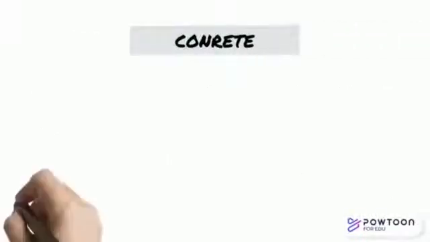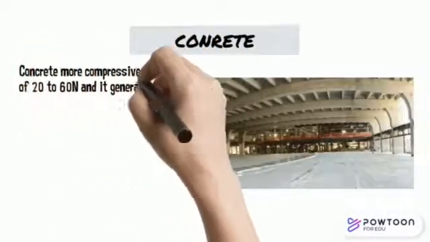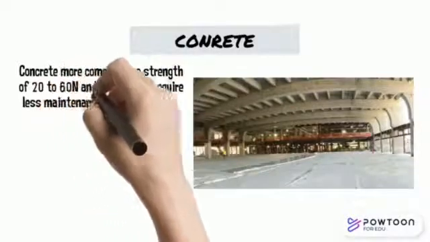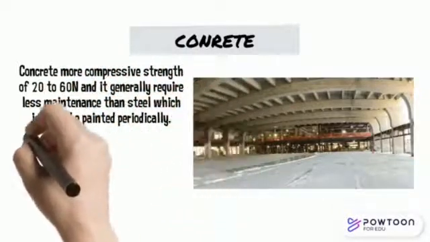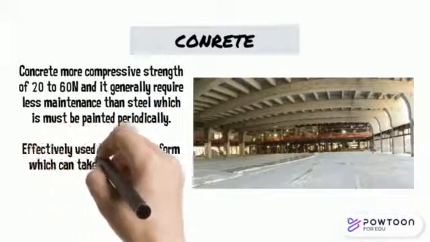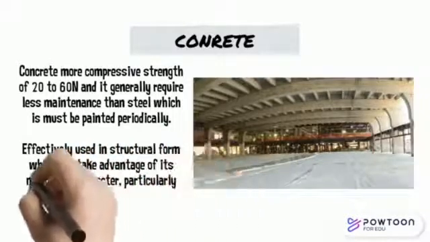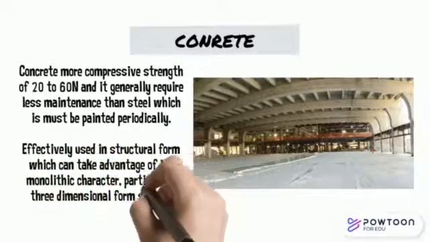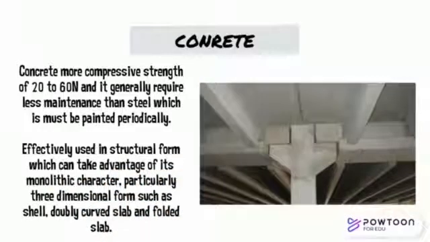Next is concrete. It has a compressive strength of 20 to 60 Newton, and it generally requires less maintenance than steel, which must be painted periodically. It is effectively used in structural forms which can take advantage of its monolithic character, particularly three-dimensional forms such as shells, doubly curved slabs, and folded slabs.